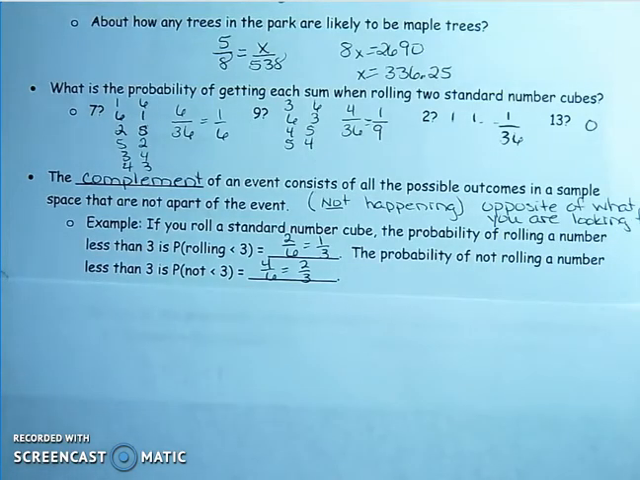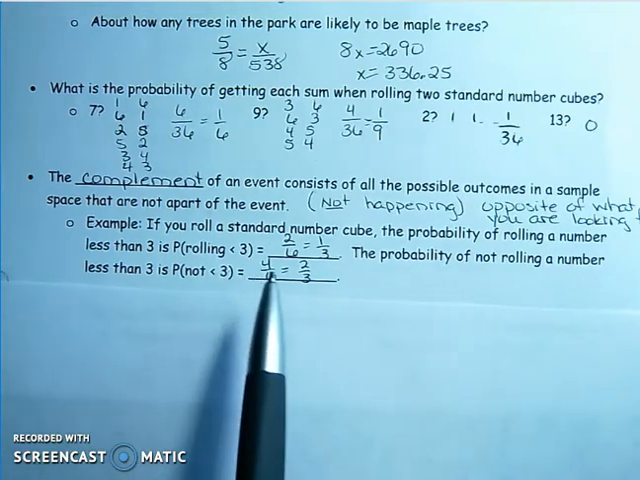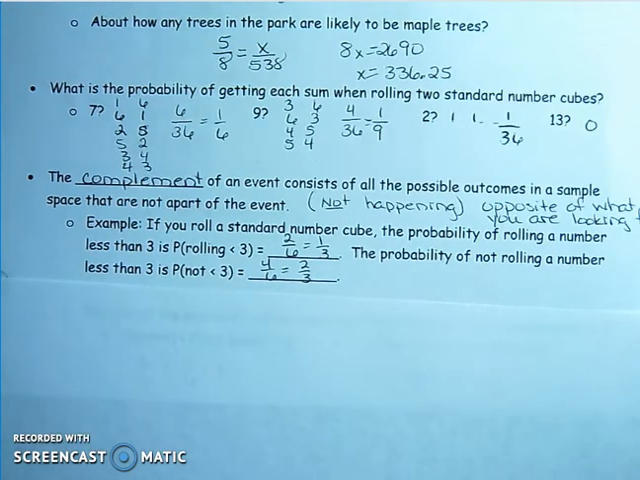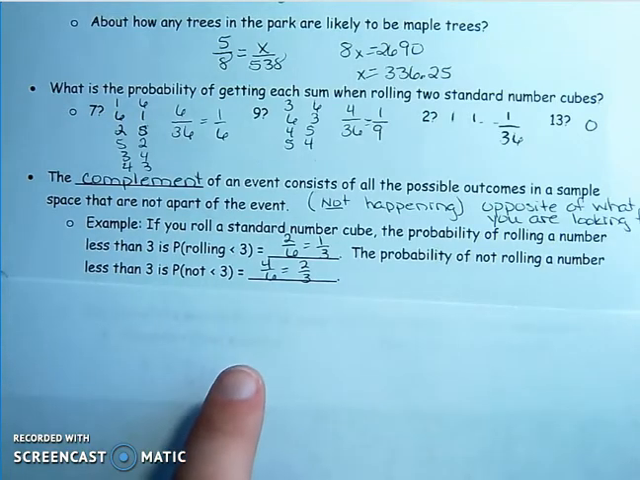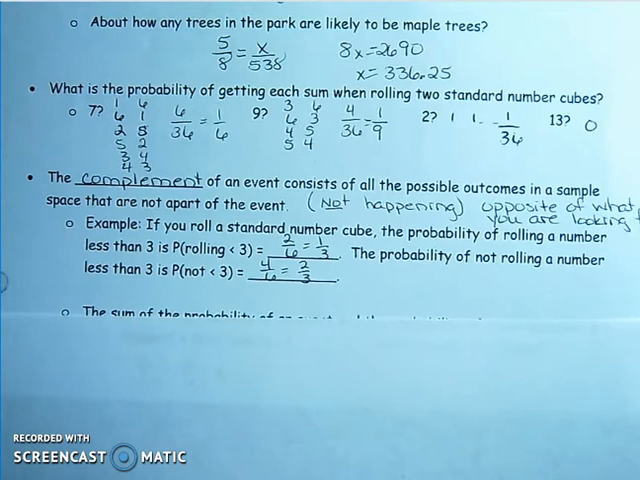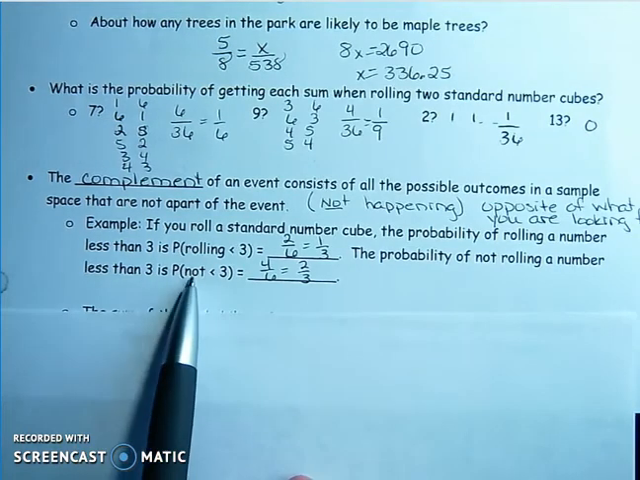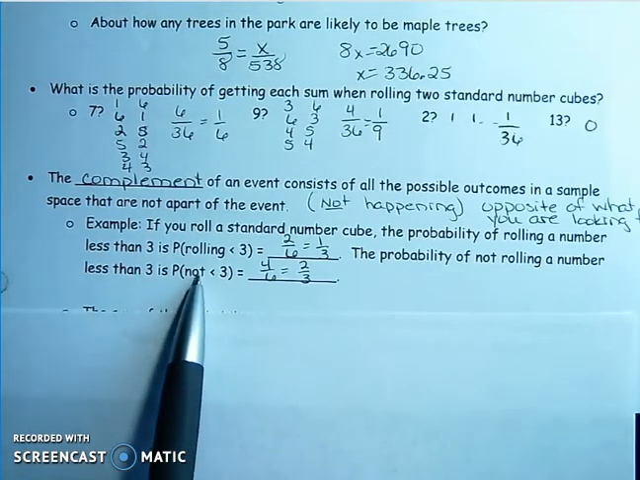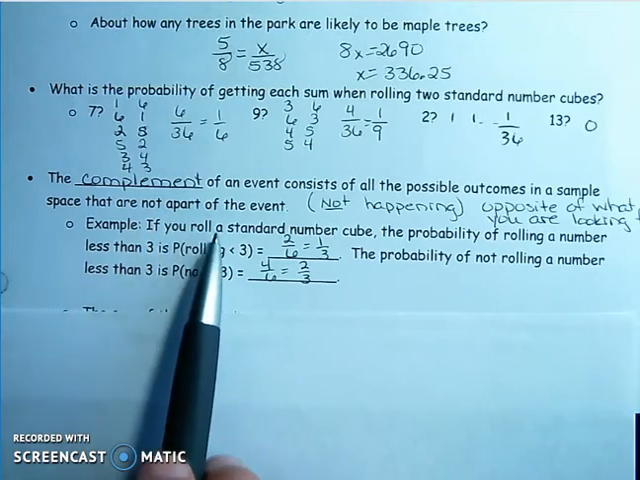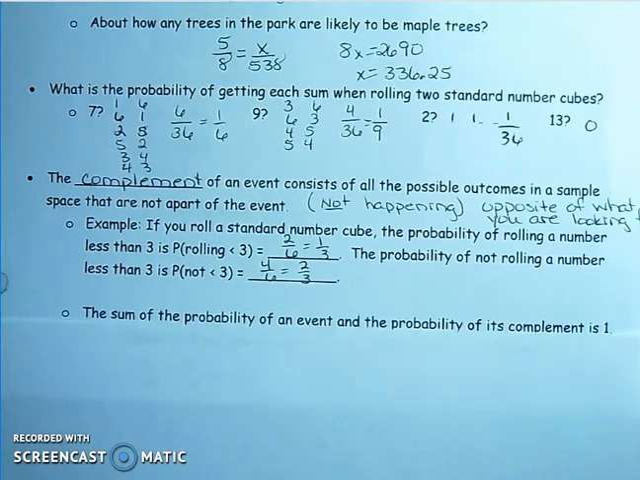In the example, if you roll a standard number cube, the probability of rolling a number less than 3 would be rolling the 1 or the 2, so that would be 2 out of 6. The probability of not rolling a number less than 3, so that would be your 3, 4, 5, and 6, would be 4 out of 6. The words complement and not are the same. So when you say not less than 3, that means the complement of rolling less than 3.